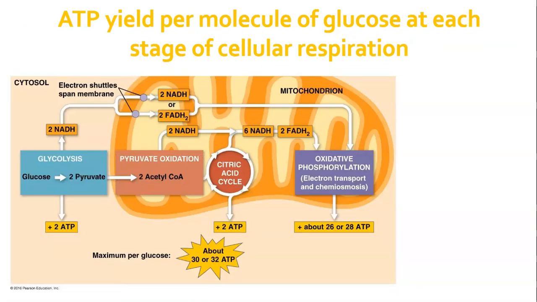So overall, when all is said and done, you get 2 ATP from glycolysis, 2 from the Krebs cycle, and then somewhere around 26 to 28 from the third step, the oxidative phosphorylation or electron transport chain. When you add it all together, then it ends up being about 30 to 32 ATP.